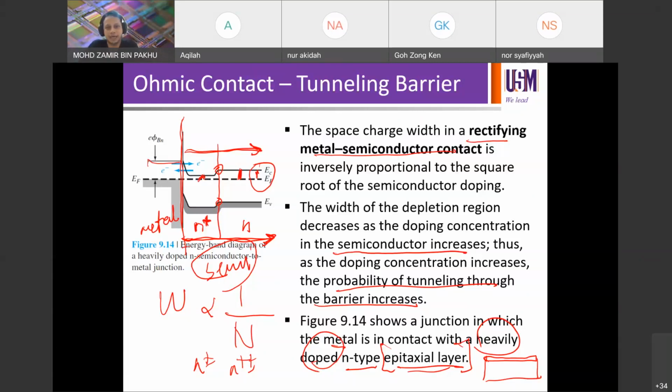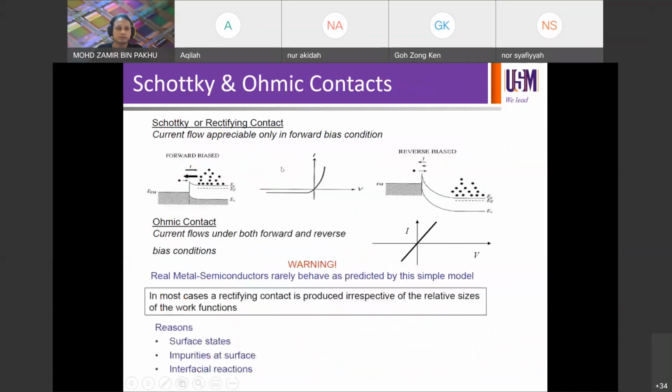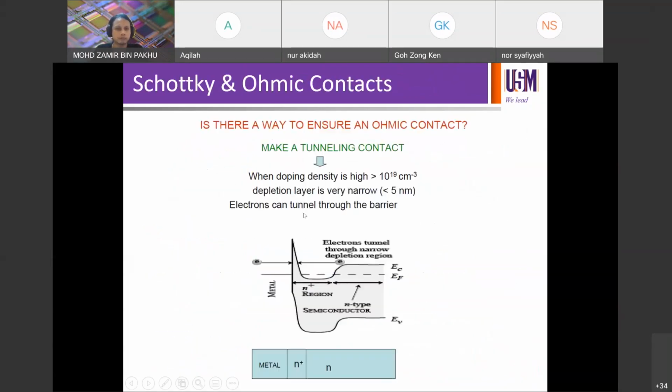And in this case, if your N plus is high enough, in terms of the doping and also the thickness, the doping has to be high enough, but the thickness has to be low enough, just right, not so thick. We will have tunneling of the carriers across the metal semiconductor junction. Okay, let's look further.